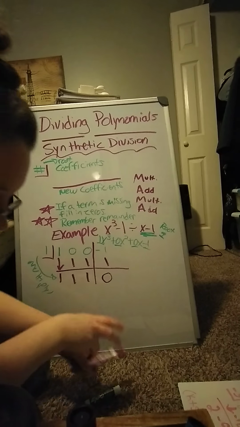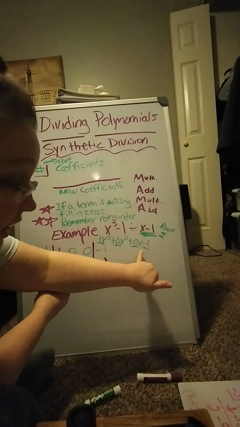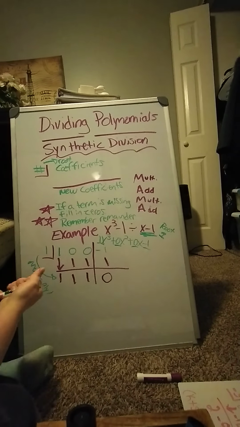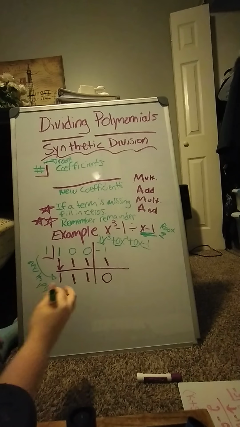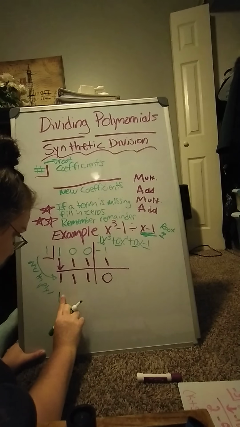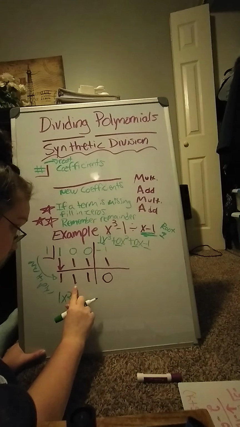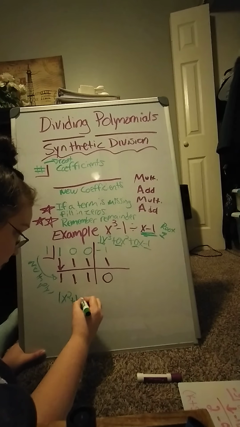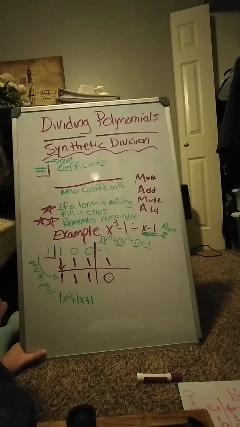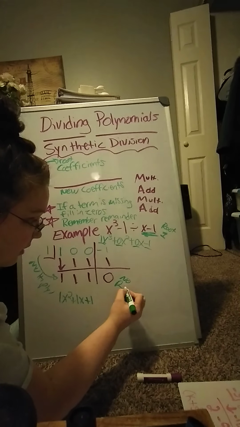So, my original problem was a cubed, but I'm dividing, which means I'm going to start with a squared. Okay, so this is going to become 1x squared. This comes down, plus 1x. This comes down, plus 1. This guy is my remainder. I have no remainder.